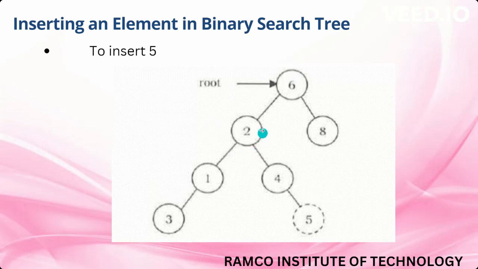So we can go for the left side of the root node. Again we need to check the key value with the node. 5 is compared with 2. 5 is greater than 2, so we need to go for the right side.